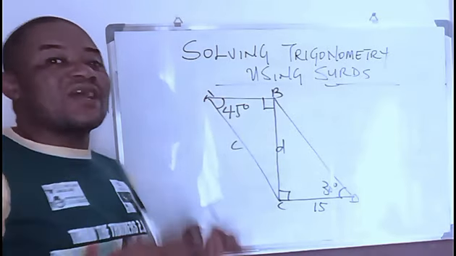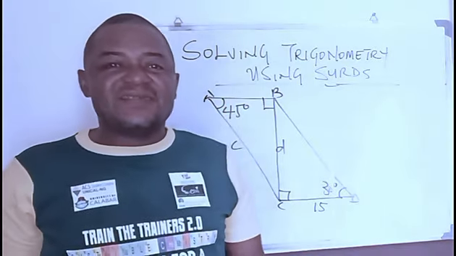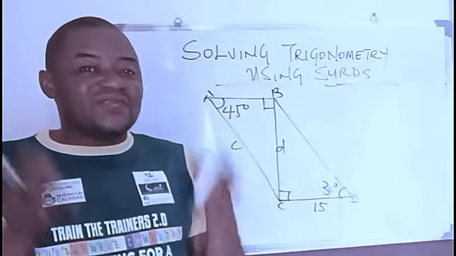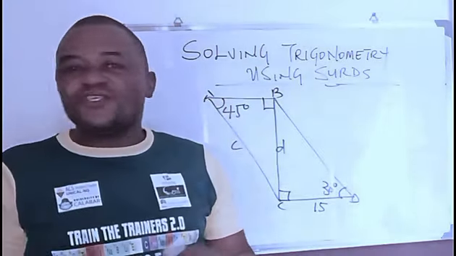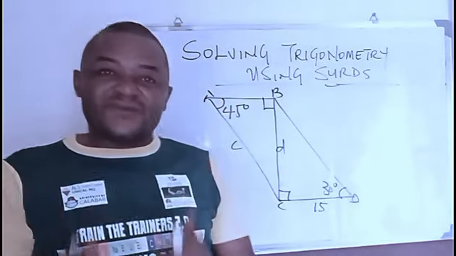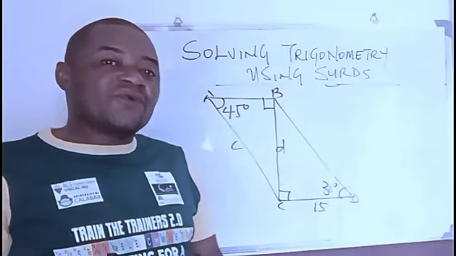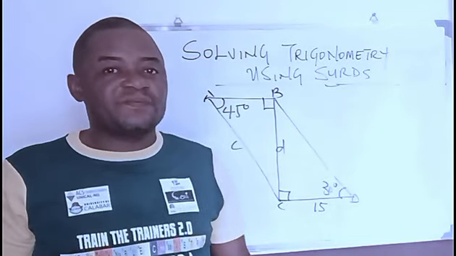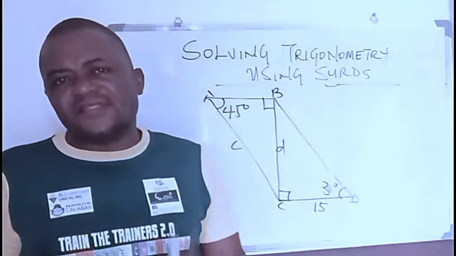Now, every trigonometry problem comes with angles and sides. For you to be able to solve a trigonometry problem, you must first understand the sides of this triangle. If you don't know the sides of the triangle, you will not be able to solve the problem. Another thing is that you must understand the conventions of trigonometry. But before we go to the conventions of trigonometry, let's first understand what the sides are.